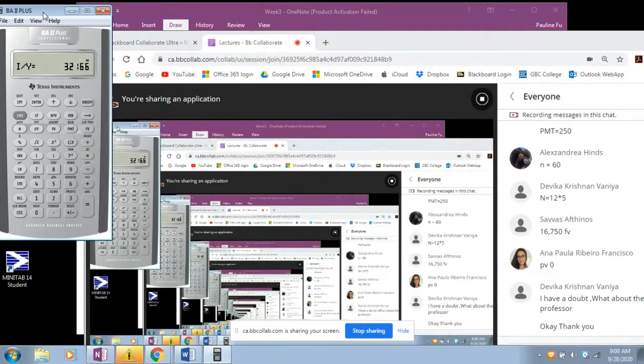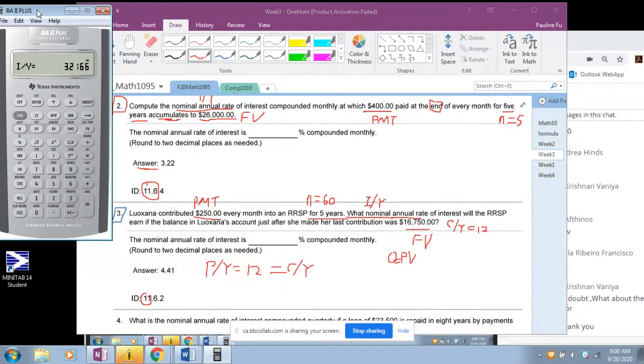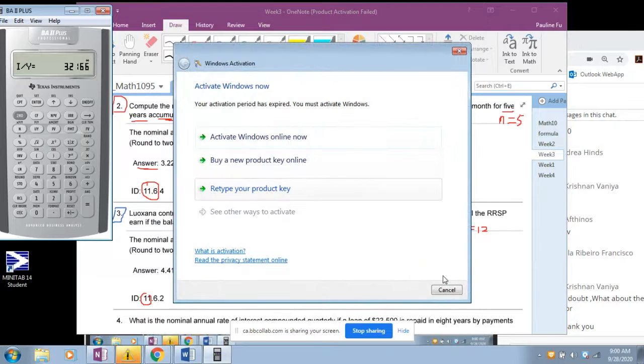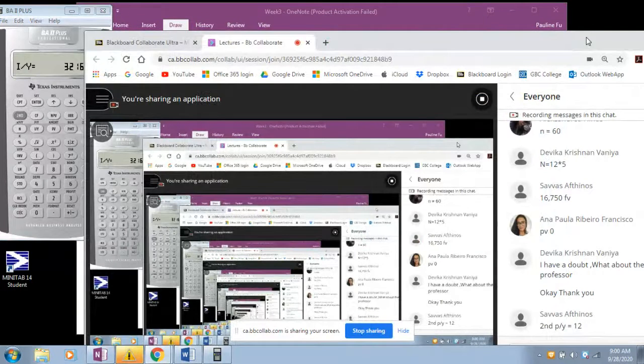Now, somebody help me. What do I do with my calculator here? Do I just directly enter numbers now? Anyone? You need to set up. Let me see, who is this? Thank you. Second PY.